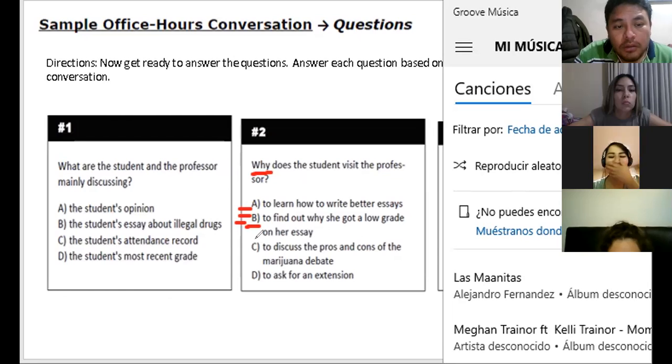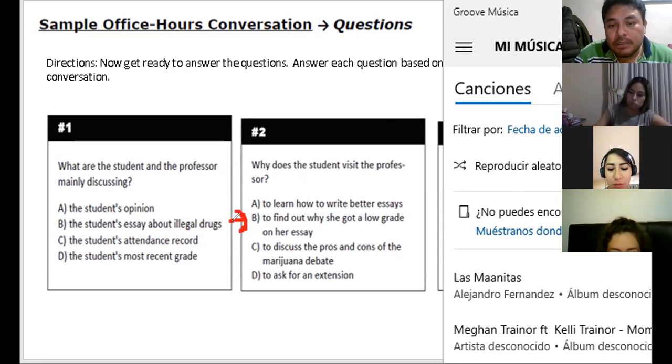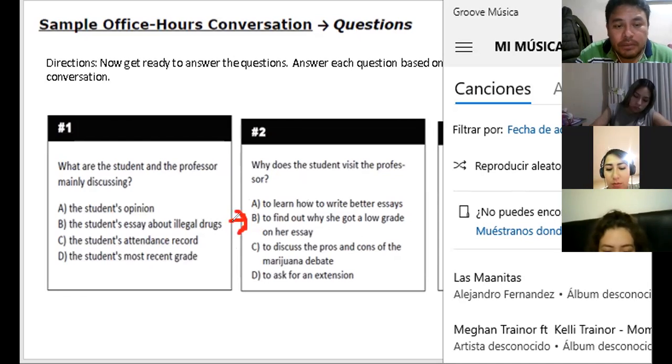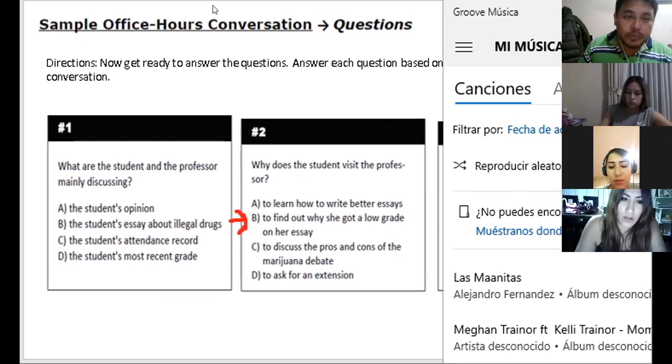Here we can call this like a distractor, okay? In a tough question, it isn't like a distractor when we say, like, to find out. Yeah, she is asking about why she got a low grade, but the purpose of that conversation was asking for an extension. Okay, so be careful with this. It's not always given that easy. As I told you, when we're checking about the conclusion, the main purpose of this is asking for extension.